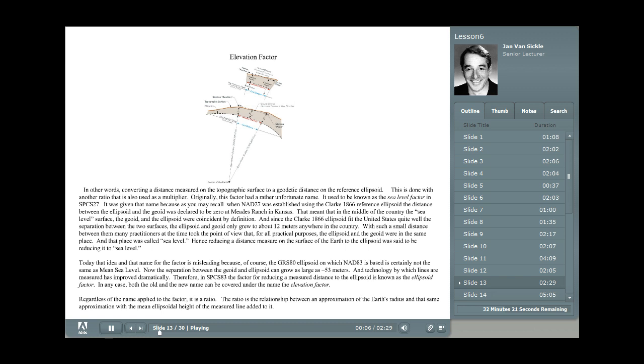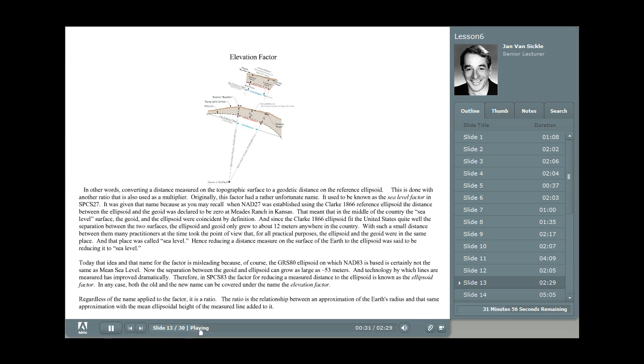Okay, going over this one more time. Converting a distance measured on the topographic surface to a geodetic distance on the reference ellipsoid. This is done with another ratio that is also used as a multiplier. Originally, this factor had a rather unfortunate name. It was known as the sea level factor back when this was NAD 27.